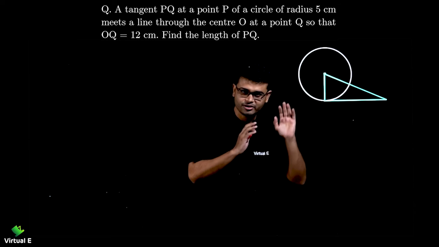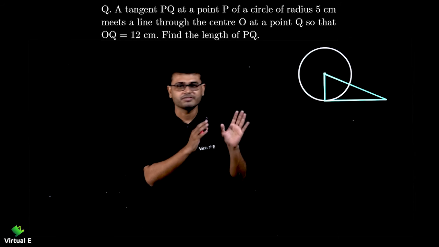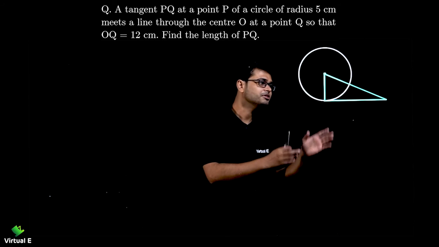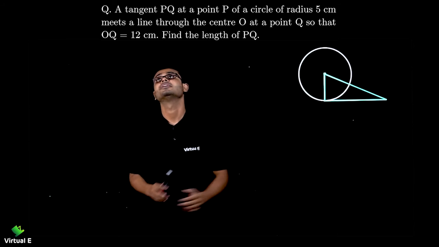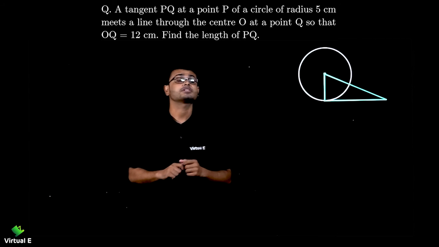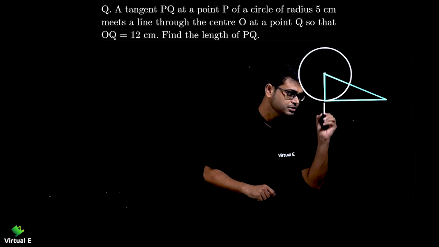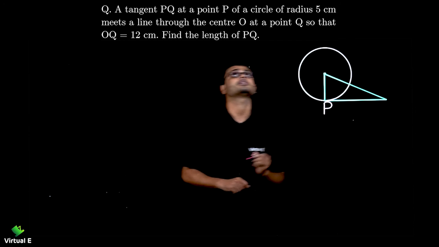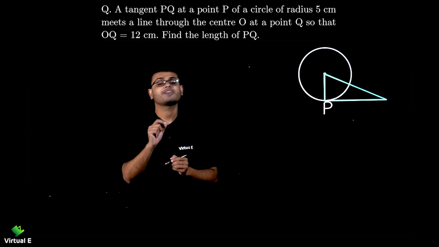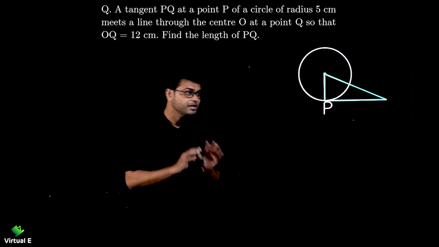So I have already drawn the figure, right? Because it is difficult to draw in the video. No worries. So tangent PQ at a point P of a circle. Okay, so there is a point P of a circle, so this is point P of a circle. Done. Of radius 5 centimeter. 5 centimeter radius is given.